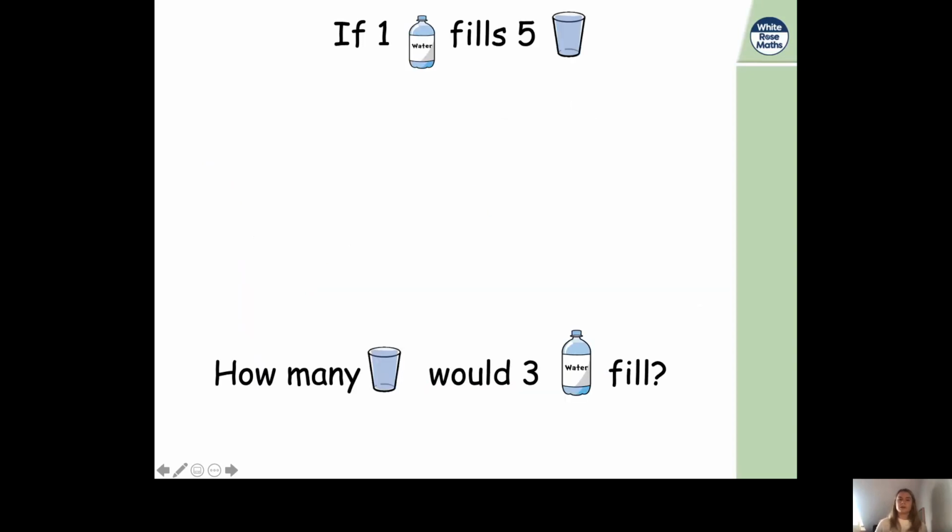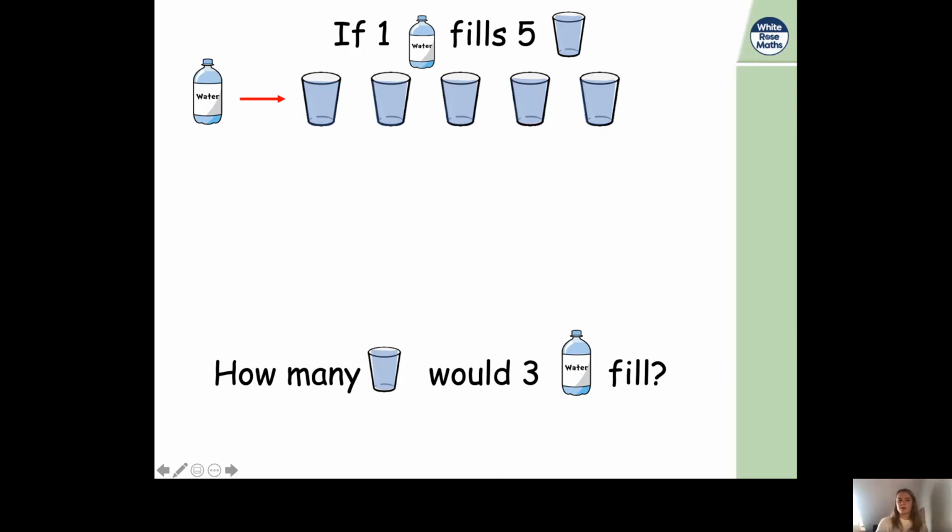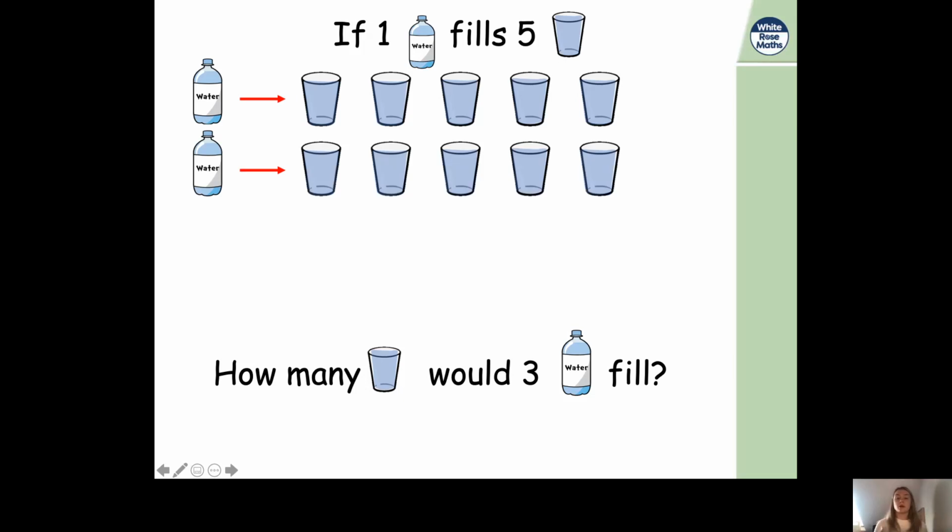Okay, so if one bottle, as we just found out, fills 5 glasses, how many glasses would 3 water bottles fill? Okay, so I know that my first water bottle has filled 5 glasses, and we can see that in the picture. There are 1, 2, 3, 4, 5 glasses. Okay, now I need to add another water bottle here, which will give me 2 water bottles. And I know that each water bottle fills 5 glasses. So I'm going to have to add one more water bottle, which will fill another 5 glasses. So let me show that in the picture. So there's my water bottle, and there are my other 5 glasses.